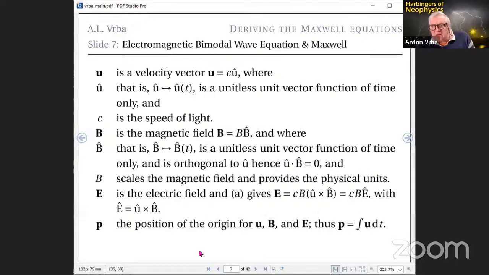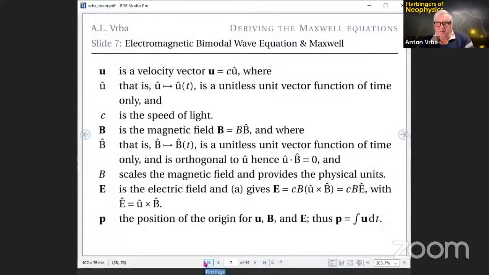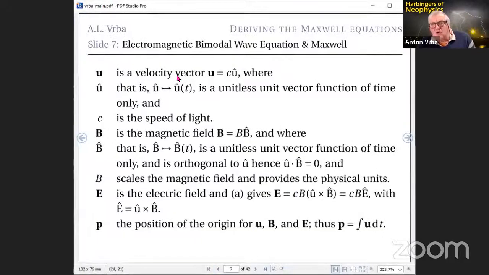Here I basically describe what they are, so that the velocity vector is c times a unit vector, and the unit vector is a function of time only. The same for the magnetic field, and the electric field is given by this equation, so the same. And then I've got the position vector, where the position is the integral of u dt.